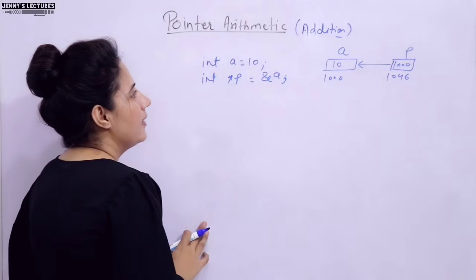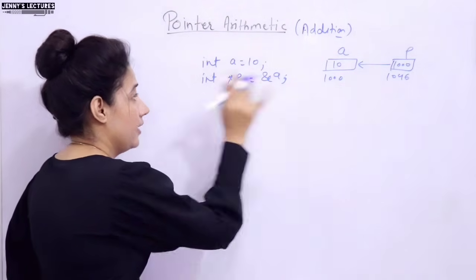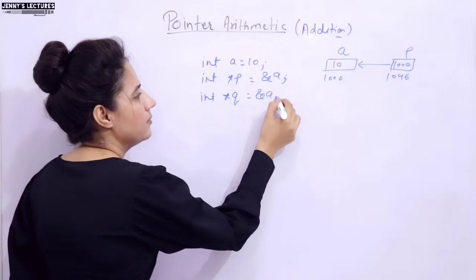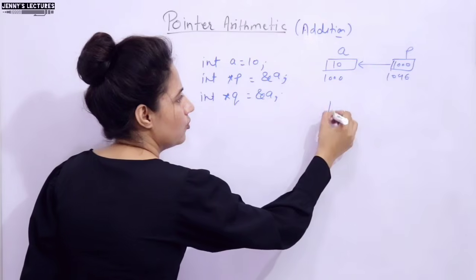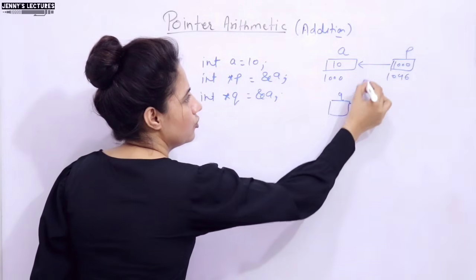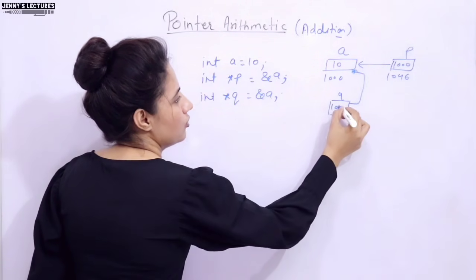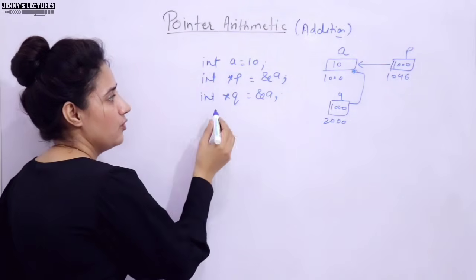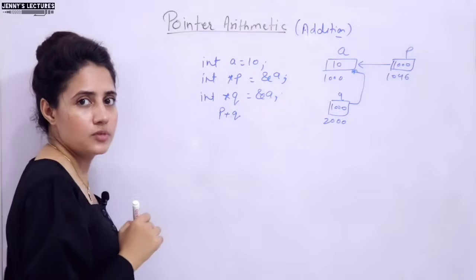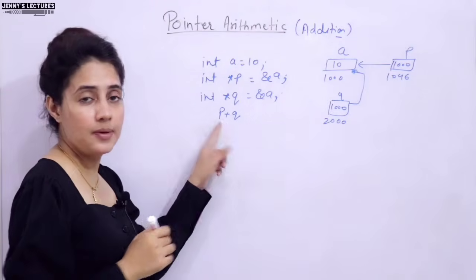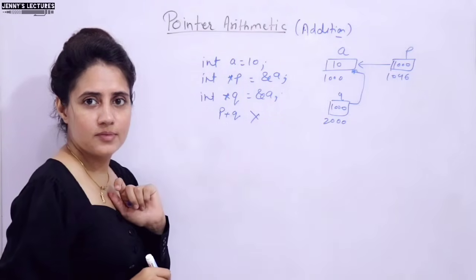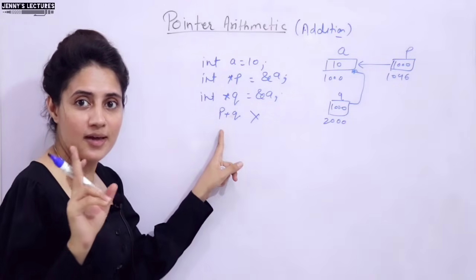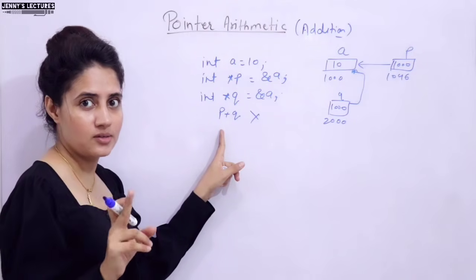Now if we have one more pointer, int *q, and here also I store the address of a. Suppose q is also pointing to this a, so it also contains 1000, and suppose its address is 2000. If you want to perform something like p + q, that is, add two pointer variables, that is invalid in C. You cannot perform addition on two pointer variables. You have to take care of this thing. This is the first point.